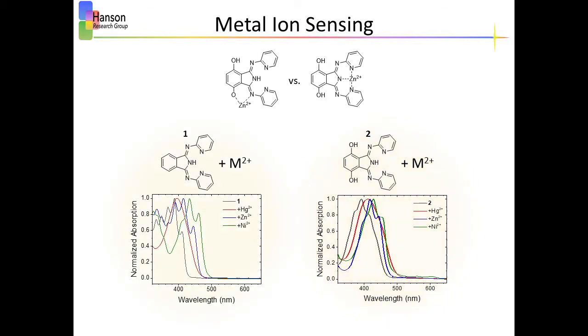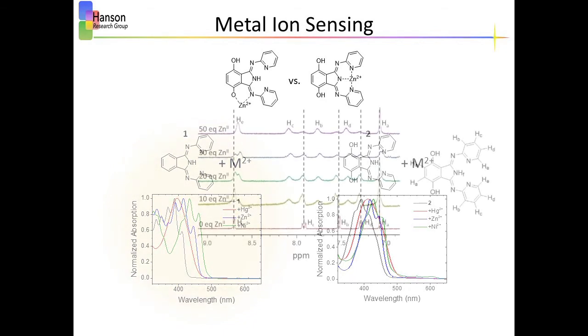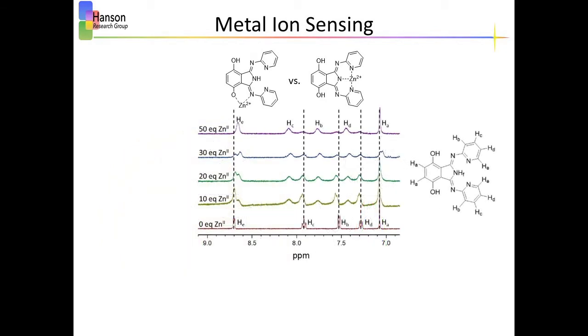Molecule 2 exhibits spectral broadening and shifts in absorption maxima upon metal ion coordination. These trends are similar to those exhibited by molecule 1, which lacks the ESIPT sites. But how do these metal cations bind to molecule 2? To answer this question, we performed a titration of molecule 2 with Zn2+ and took NMRs at 10, 20, 30, and 50 equivalents of zinc.